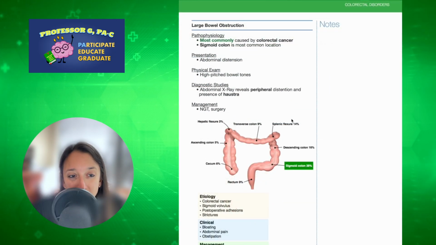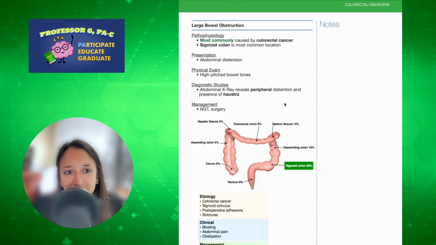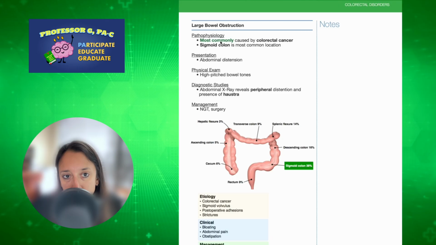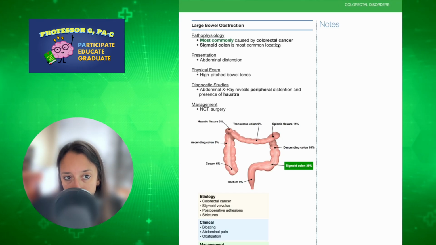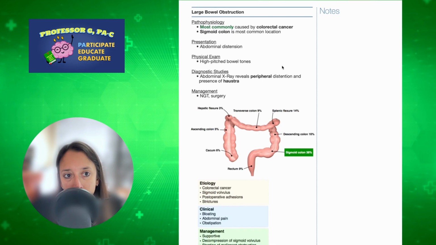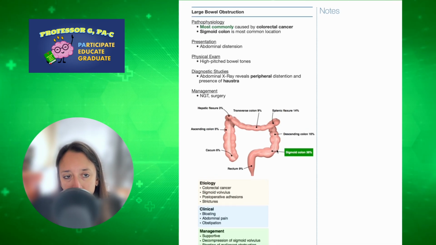All right, so large bowel obstructions, not very common. I've never seen one in the real world, but in clinical world, we need to know about it. So the most common cause of a large bowel obstruction is going to be colorectal cancer, as opposed to a small bowel obstruction, which are adhesions from surgery. Sigmoid colon is the most common area that we get large bowel obstructions.